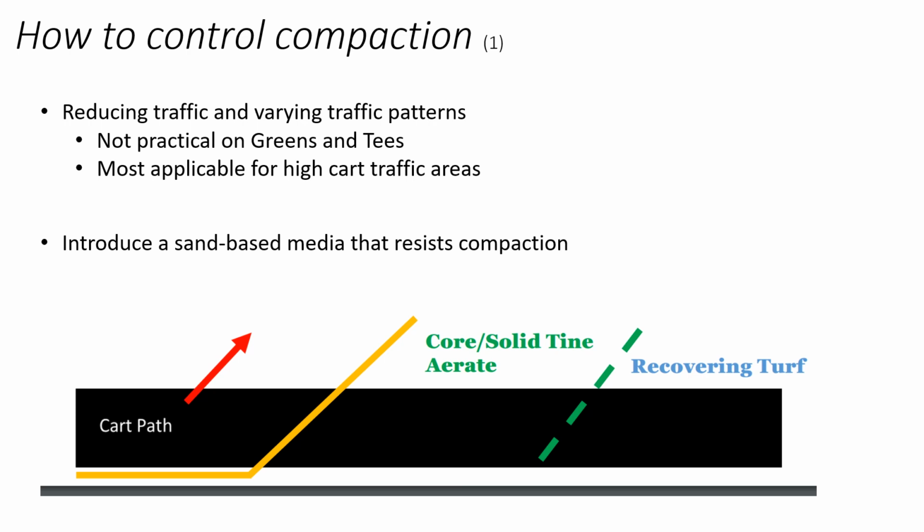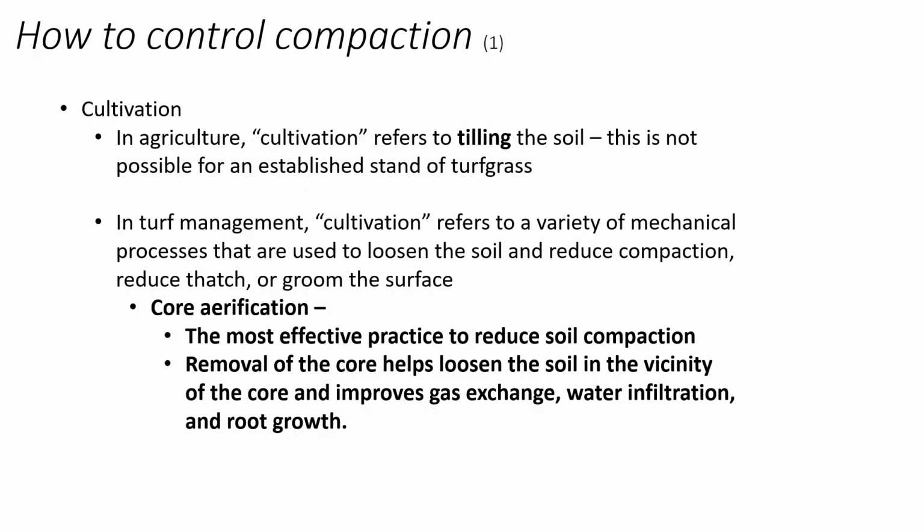Top dressing and filling core aerification holes with sand, a material that is not readily compacted, is an effective, albeit expensive, means of relieving soil compaction. Dispersing traffic is a preventative measure. Cultivation is the primary remedy for soil compaction.